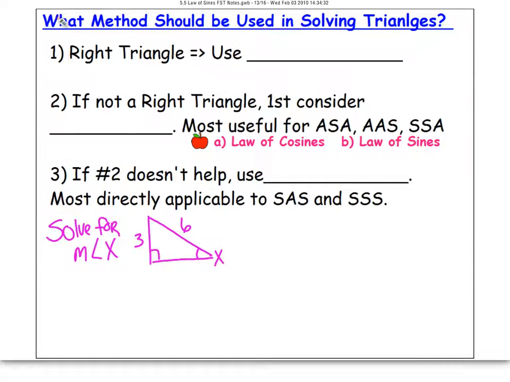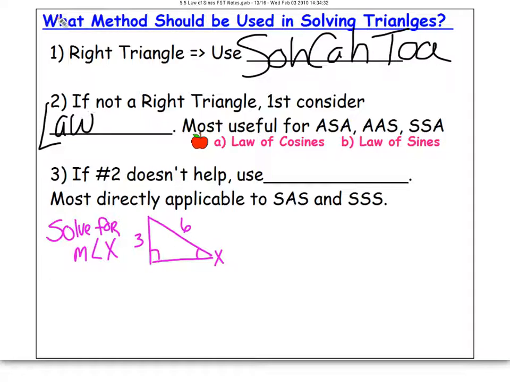In Learning Objective D, I just want to highlight a few suggestions on when to use these various methods to solve for triangles. Step one: if you have a right triangle, definitely go ahead and use SOHCAHTOA. It's probably going to be your best bet. But whenever you can use SOHCAHTOA, odds are you could use law of sines if you prefer. That's fine. Second, if it's not a right triangle, try law of sines first.